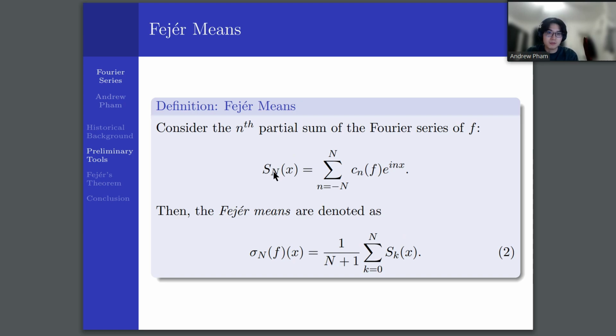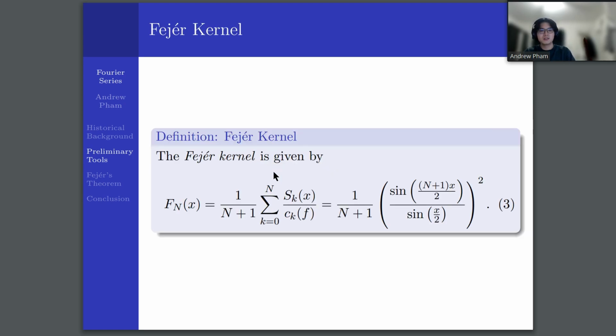And what comes from this as well is we get a really fascinating object called the Fejer kernel, given by the Fejer means, just without the Fourier coefficients. And it turns out that using the geometric series and also the properties of trigonometric identities, we can derive a closed form of it in the form of 1 over n plus 1 times the square of sine of (n plus 1)x over 2 divided by sine of x over 2. Now it turns out that this kernel has 4 really interesting properties that we'll discuss shortly.